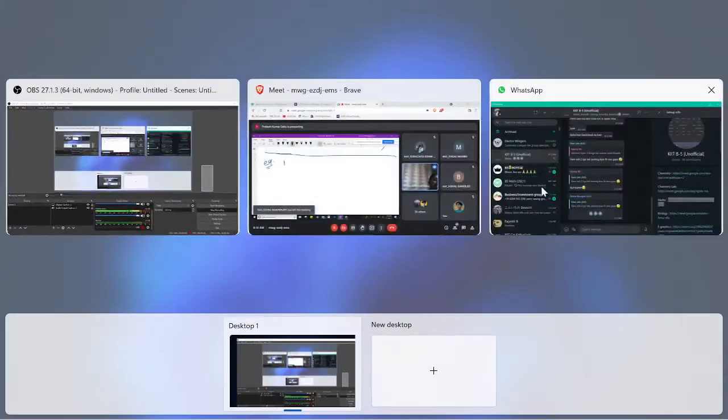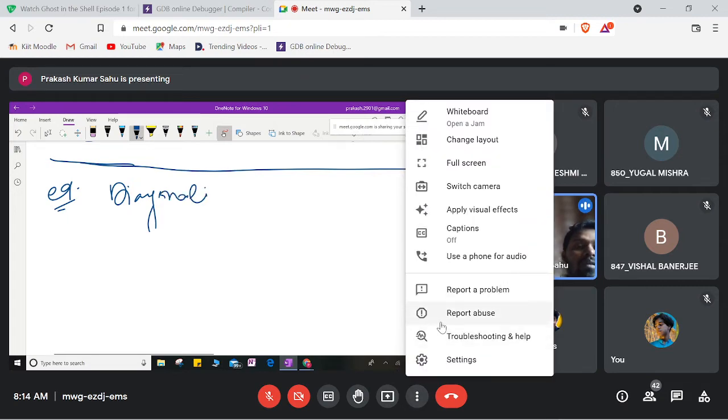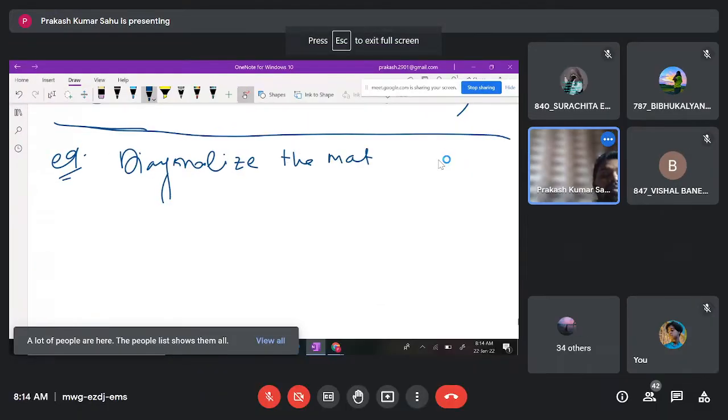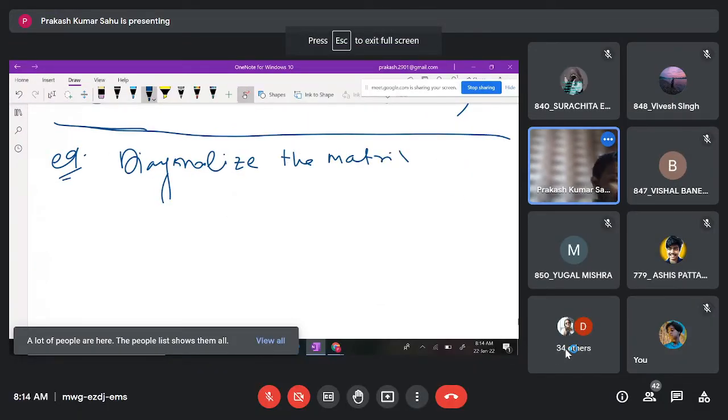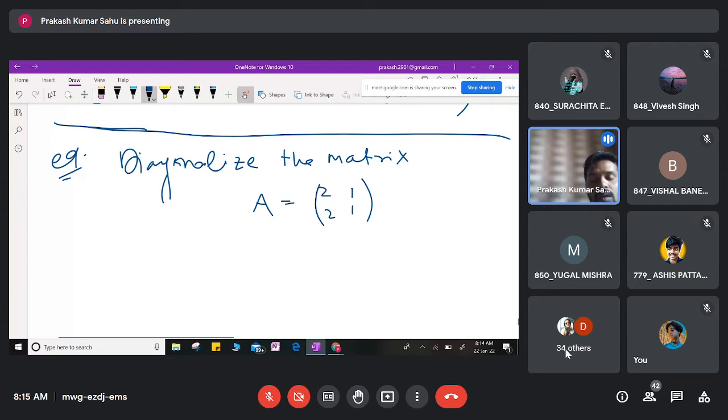So, diagonalize the matrix. Diagonalize the matrix, that is A is equal to [[2, 1], [2, 1]]. This is the matrix. So what is the first step?